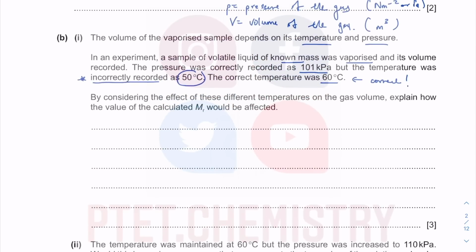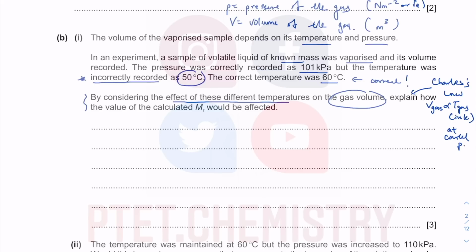And then you need to consider the effect of this different temperature on the gas volume. So that is your Charles' law. I hope you know what Charles' law said. The volume of a gas is directly proportional to the temperature of the gas in Kelvin at constant pressure. So that is Charles' law for you. So how would the value of the MR be affected?